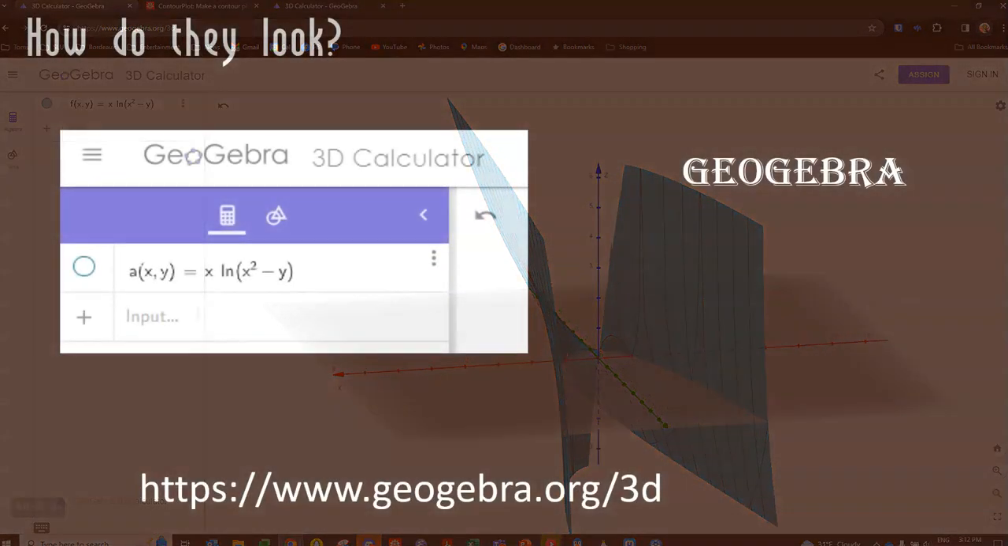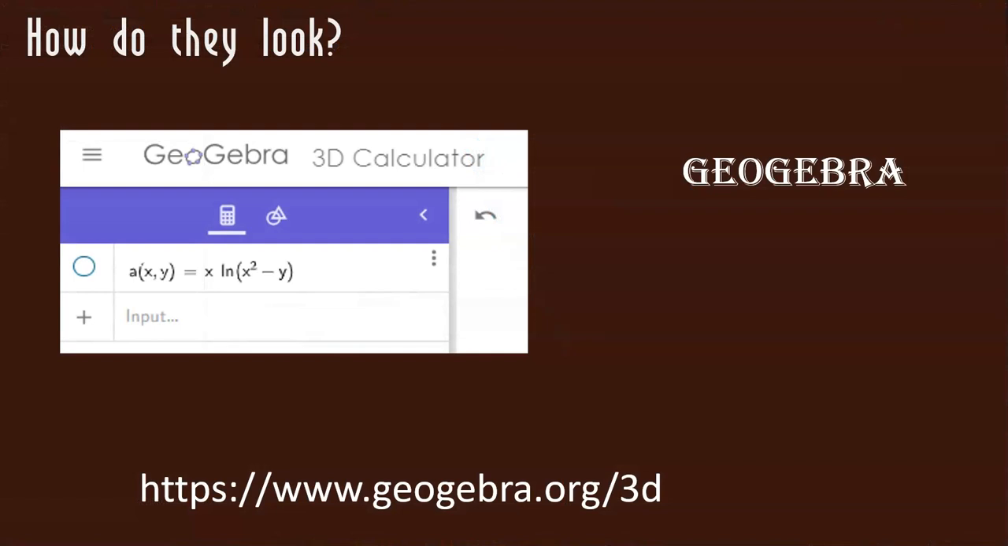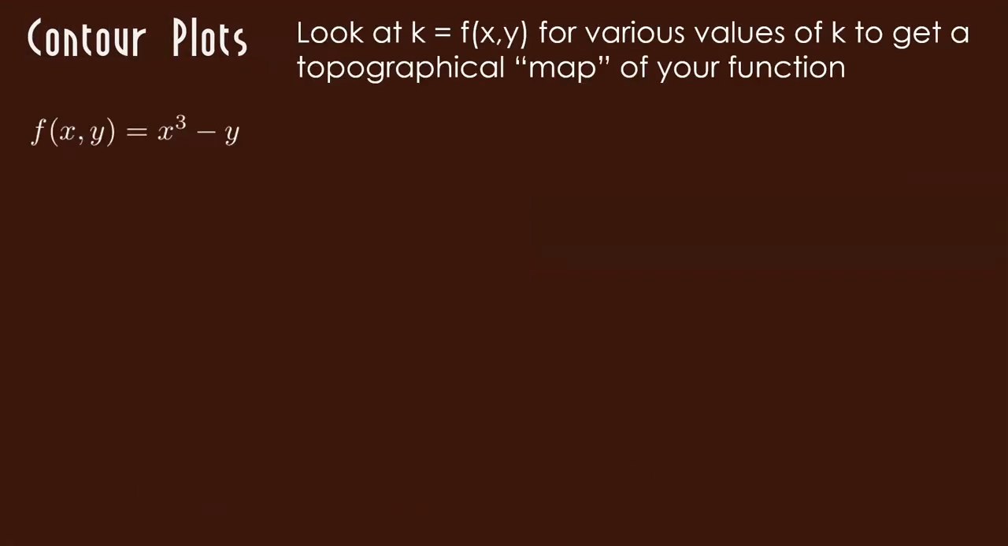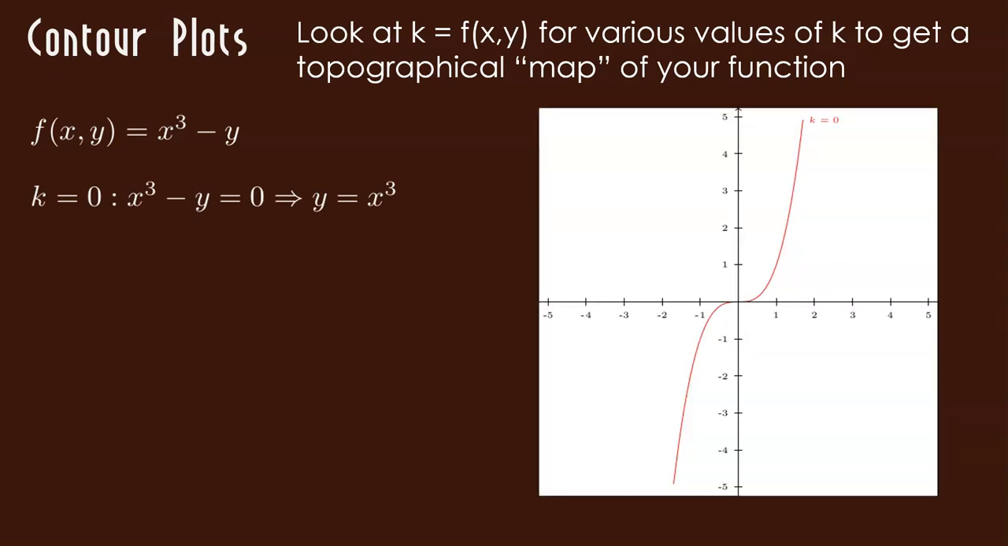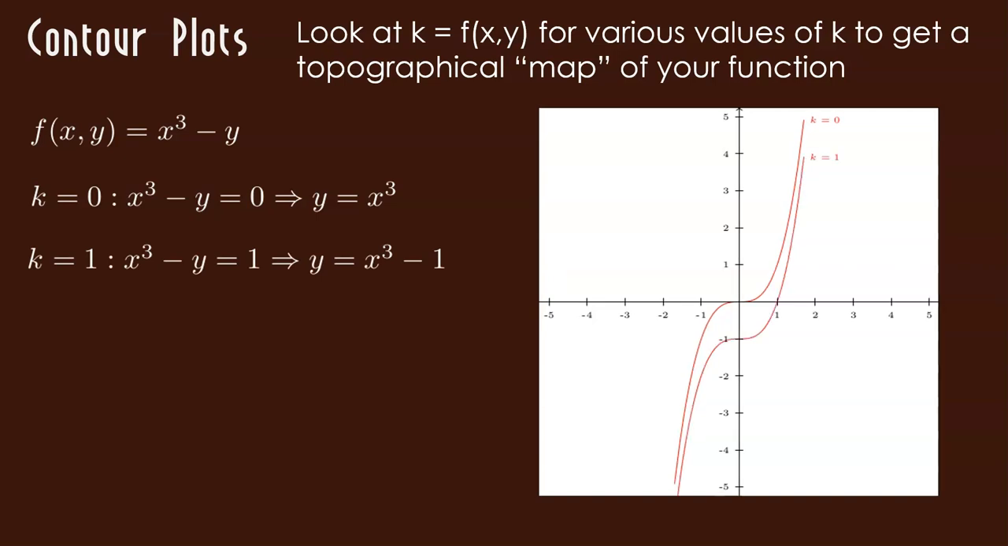Another thing that might help you, it doesn't help me, to see what these graphs look like is called a contour plot. Think of it as basically slicing the function up, seeing what's happening when z or k is equal to 0, what happens on the k equals 1 level, what happens at the k equals 3 level, etc. So let's do this with the function x cubed minus y. If I let k equal 0, I'm just looking at the normal cubic graph. If I let k equal 1, I have that same cubic graph, but shifted down by 1. Now keep in mind, in the 3D picture, that line is actually at level z equals 1.